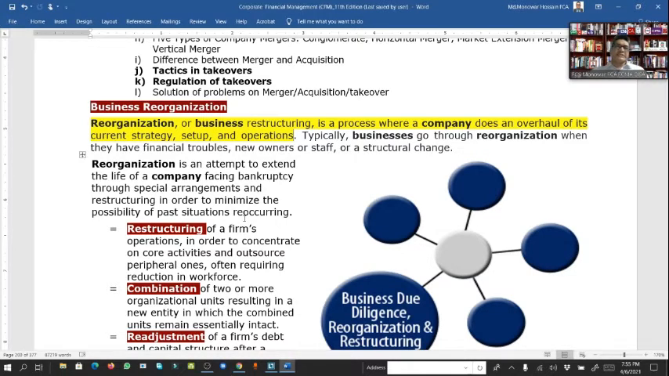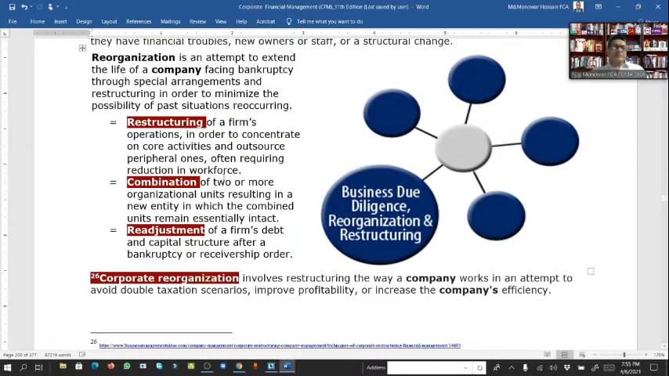Restructuring is where a firm or company can change its core activities. They can shift from one industry to another, one country to another, one product to another. They can change their structure this way, and combine two or more organizations. Sometimes it's a merger, sometimes an acquisition. Readjustment of a company's debt and capital structure can also be restructured.